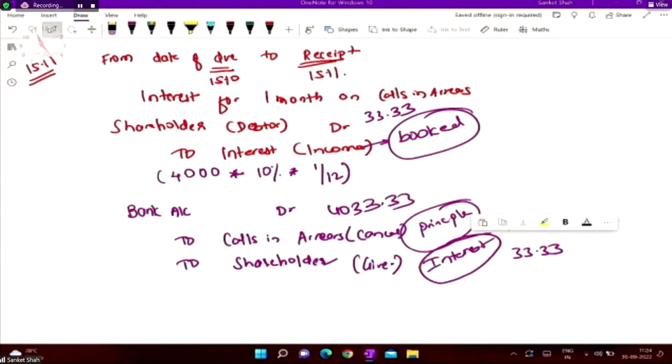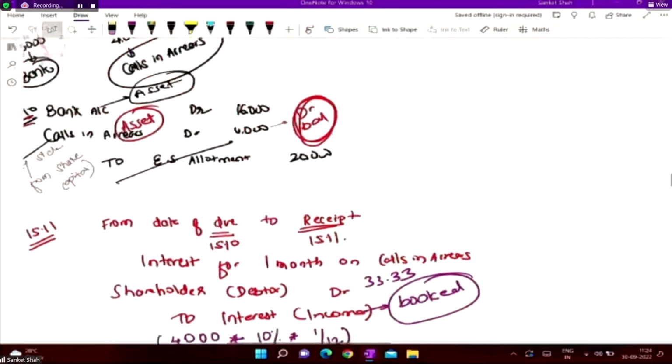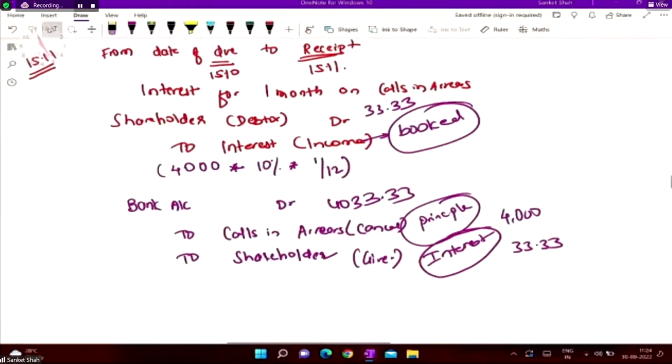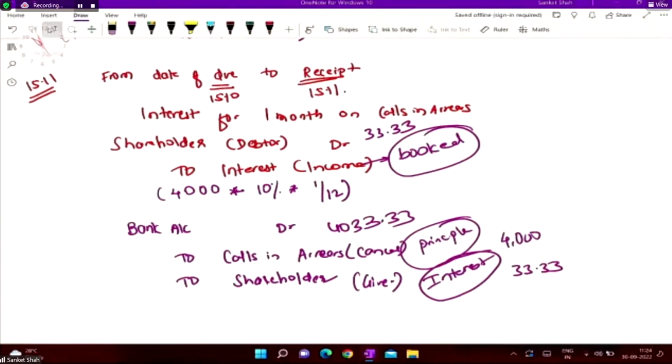1, 2, 3. Bank account debit, calls in arrears account debit to equity share respective call. So here, what can you say? Now here it is allotment, but it is respective call. It might be first call, it might be second call. Then shareholder to interest. Shareholder is our debtor, to interest is our income. And bank account debit. Rate of interest is 10%.